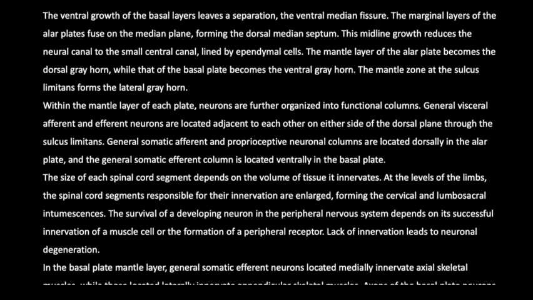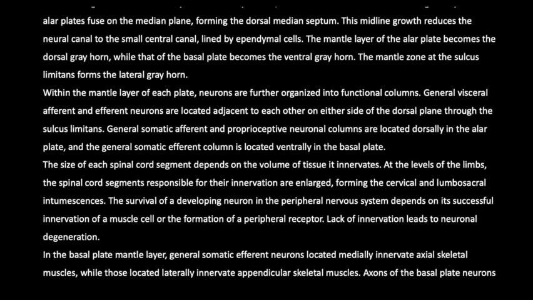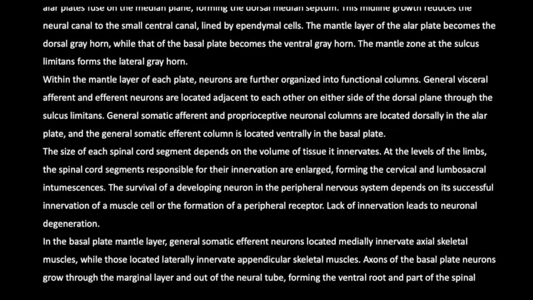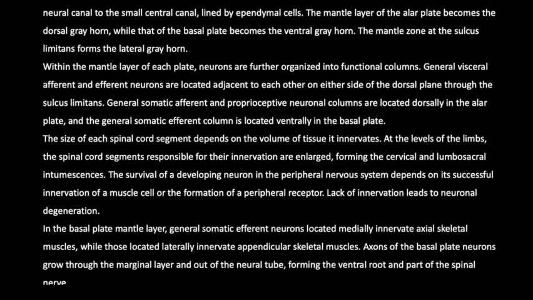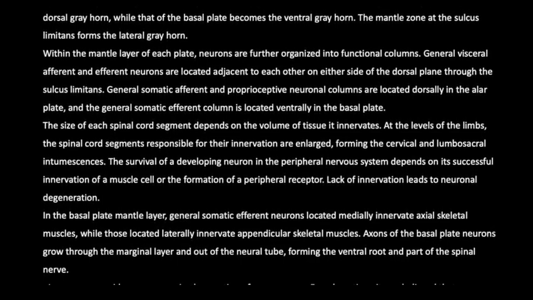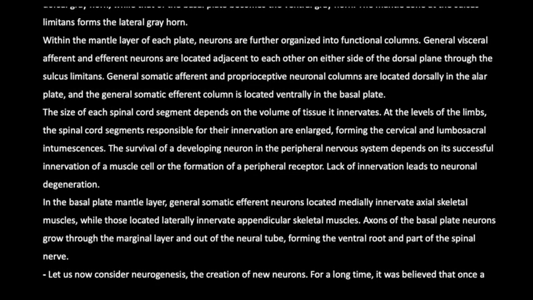Within the mantle layer of each plate, neurons are further organized into functional columns. General visceral afferent and efferent neurons are located adjacent to each other on either side of the dorsal plane through the sulcus limitans. General somatic afferent and proprioceptive neuronal columns are located dorsally in the alar plate, and the general somatic efferent column is located ventrally in the basal plate.